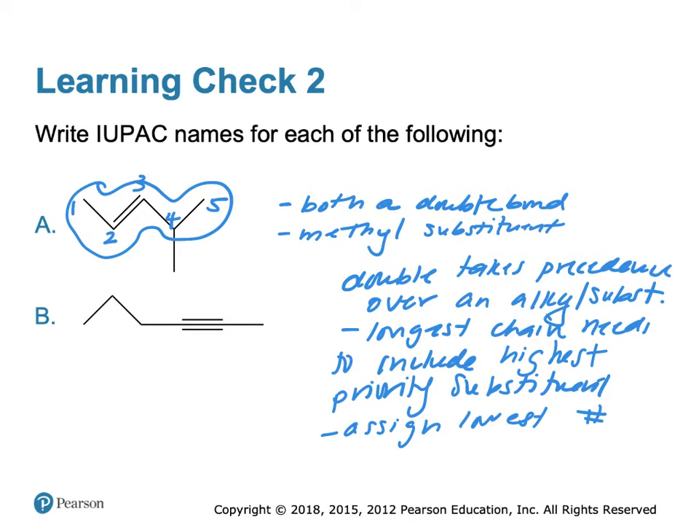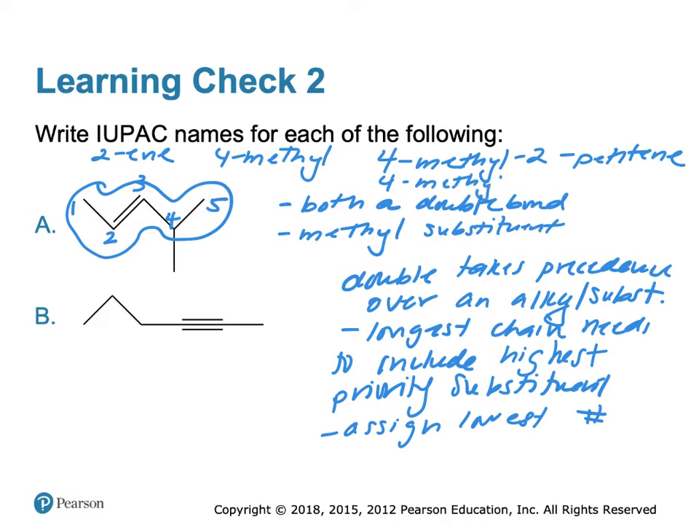And we are also going to assign the lowest number to the highest priority substituent. So that when we name this, the double bond starts at carbon 2, and we have a methyl substituent at carbon 4. So the name here, the parent will be a pentane. We will change the ane to ene. So this compound will be 4-methyl-2-pentene, or 4-methylpent-2-ene. Either name is acceptable.